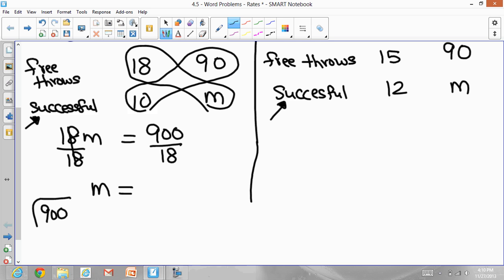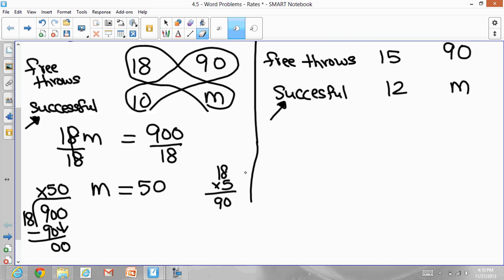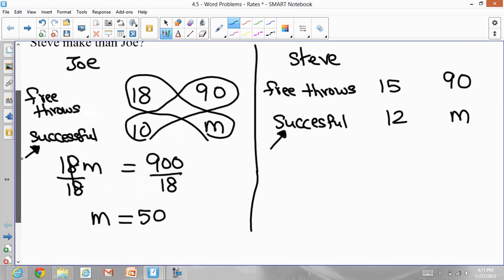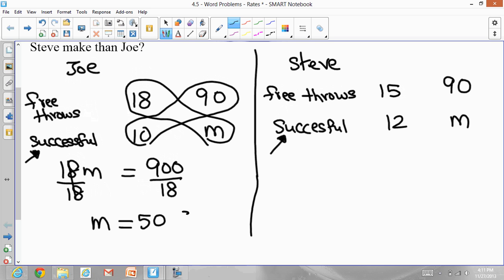You divide it by 18. 18 cannot go in a 9. 18 can go into a 90 5 times. 18 times 5 is going to give me a 90. So that's exactly 90, 0. Bring the 0 down. 18 cannot go in a 0, so that will be a 0. So this is going to be 50. M stands for successful, so he is going to be 50 times successful.